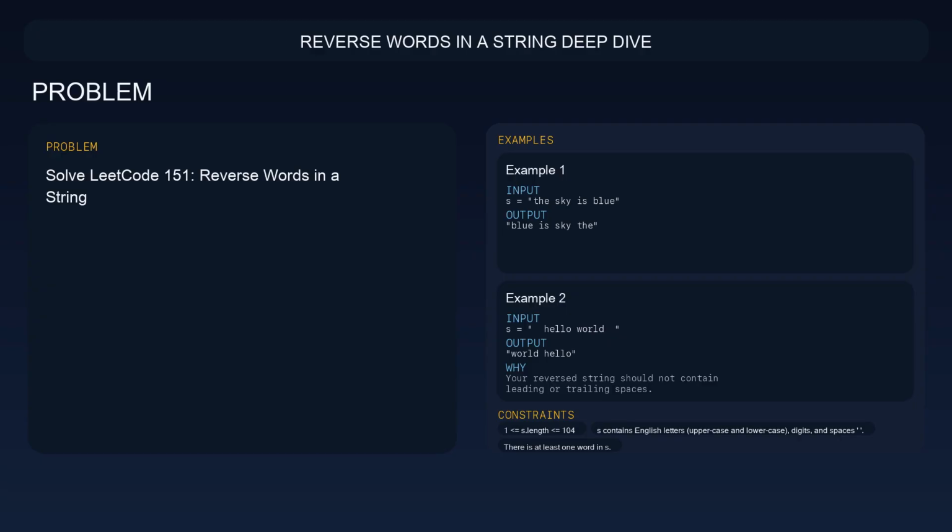Example 1 ends with answer "blue is sky the". Example 2 ends with answer "world hello". Your reversed string should not contain leading or trailing spaces. The important sizing limits are 1 <= s.length <= 10^4. s contains English letters, uppercase and lowercase, digits, and spaces, and there is at least one word in s.